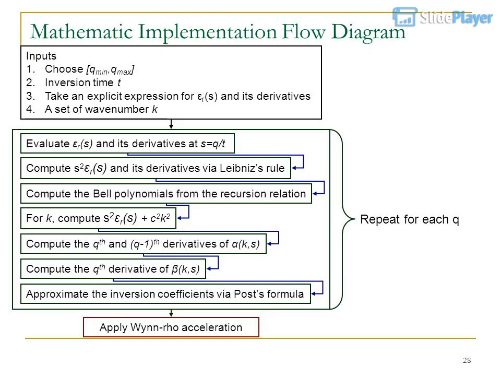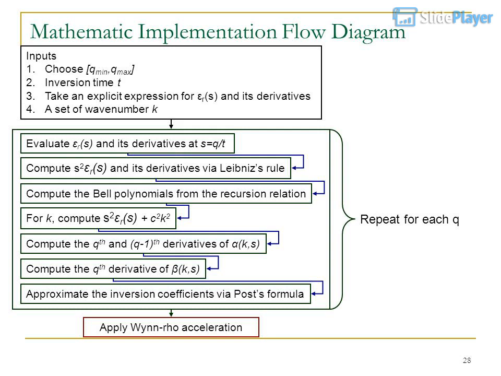Mathematica implementation flow diagram. Inputs. Choose Qmin, Qmax. Inversion time t. Take an explicit expression for epsilon(s) and its derivatives. A set of wave numbers k. Evaluate epsilon(s) and its derivatives at s equals q/t. Compute s squared epsilon(s) and its derivatives via Leibniz's rule. Compute the Bell polynomials from the recursion relation.